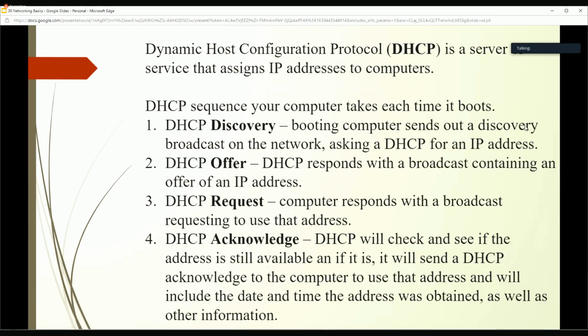Now, when we're talking about those IP addresses, there's a couple different ways we can get an IP address on our machine, right? We can go in and statically assign an IP address, which means that it would not change. It will be the same IP address, day in, day out.